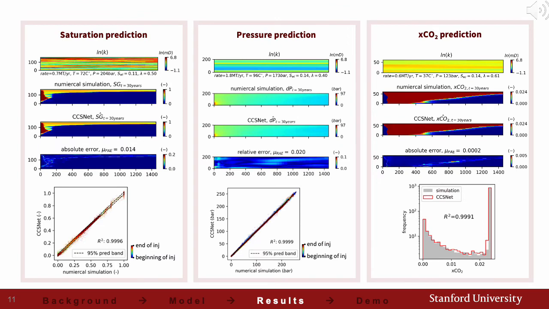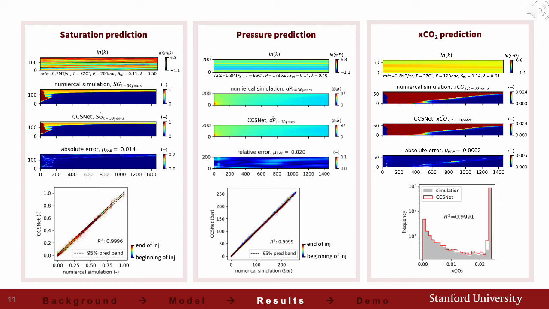On this slide, I have a few examples showing the accuracies of the models in this work series. On the left column, we have an example of the saturation prediction. The top figure is the heterogeneous permeability map. The second figure is the numerical simulation's prediction. The third figure is CCSNet prediction, and the fourth figure shows the absolute error. From these visualizations, we can immediately see that the prediction of CCSNet is very accurate for the saturation.